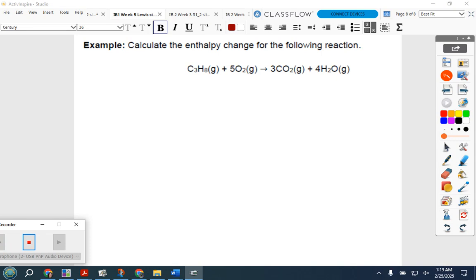Folks, I am going to show you how to do the bond enthalpy calculation using the example in your study guide, which I believe is on page 1. So we're looking to find the delta H for this reaction. It's essentially we are burning propane, complete combustion of propane.